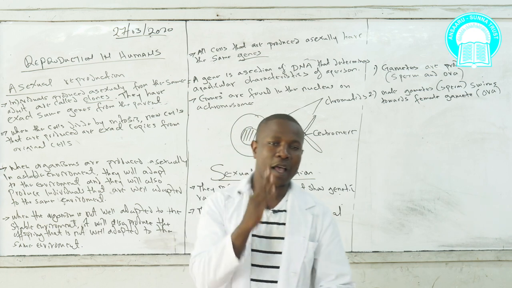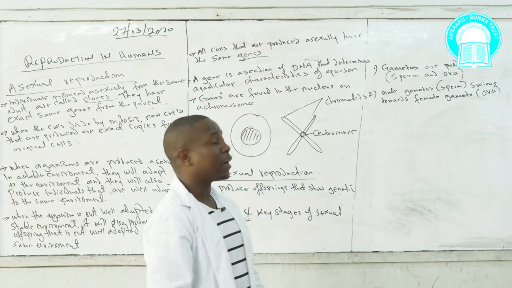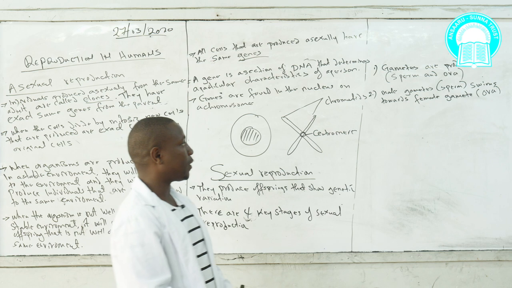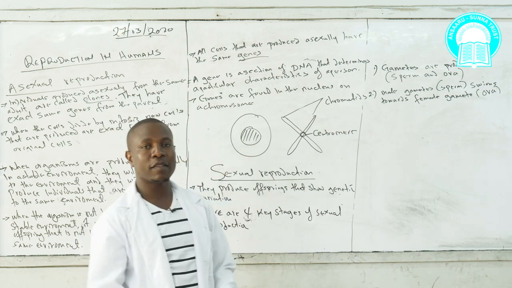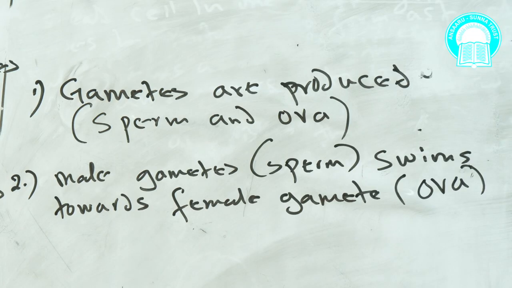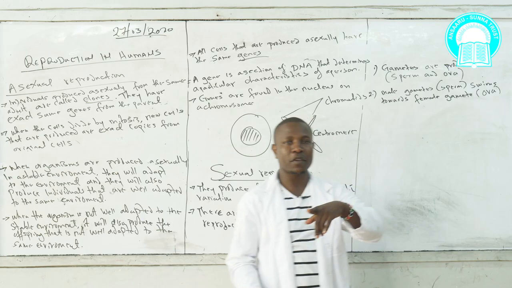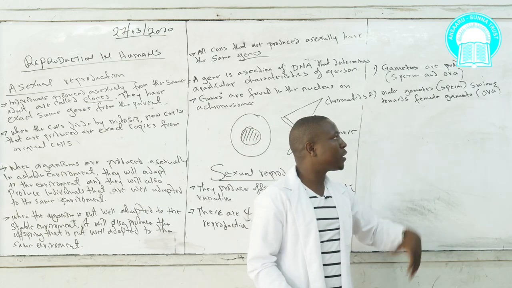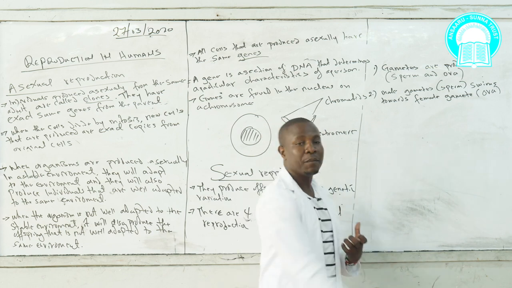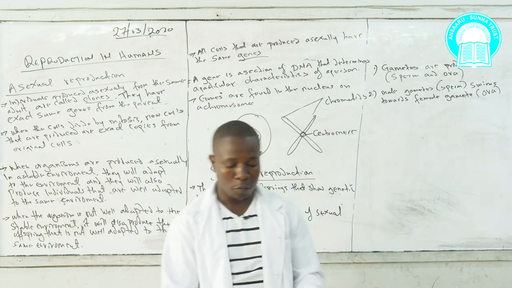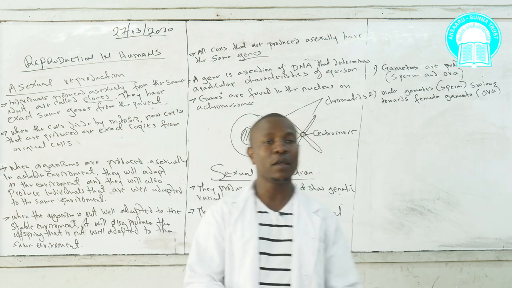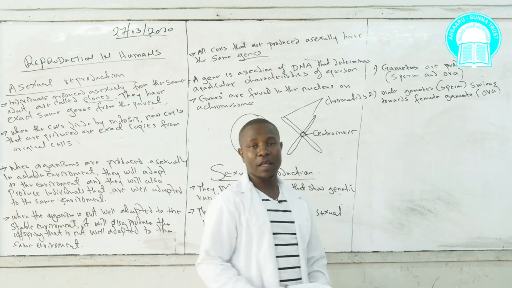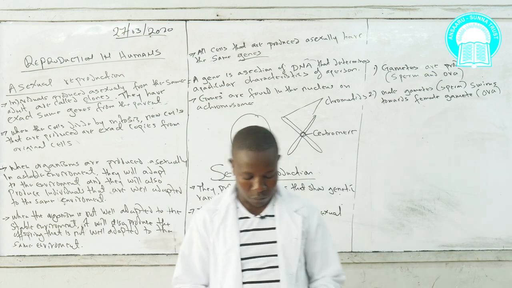So for sexual reproduction to take place, we have four main stages. Number one, I said gametes have to be produced. When I talk about gametes in general, we have male and what? Female, sperms and ova. Number two, male gametes, which are sperms, have to swim towards the female gametes. So they have to move from one region to another, from the birth canal into the oviduct to be able to meet what? The female ova.